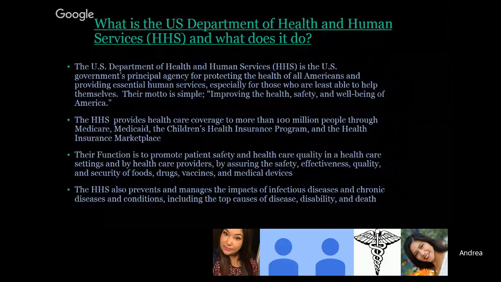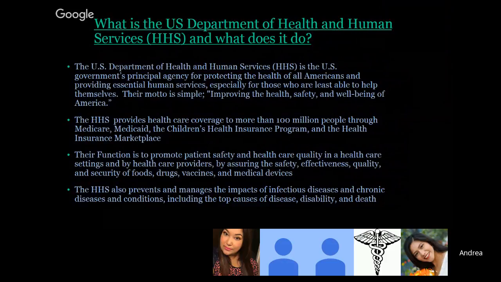Okay, so what is the U.S. Department of Health and Human Services, HHS, and what does it do? This is basically what it is, like their mission statement, of what they are, in a nutshell. The U.S. Department of Health and Human Services is the U.S. government's principal agency for protecting the health of all Americans and providing essential human services, especially for those who are least able to help themselves. Their motto is simple: health, safety, and well-being of America.